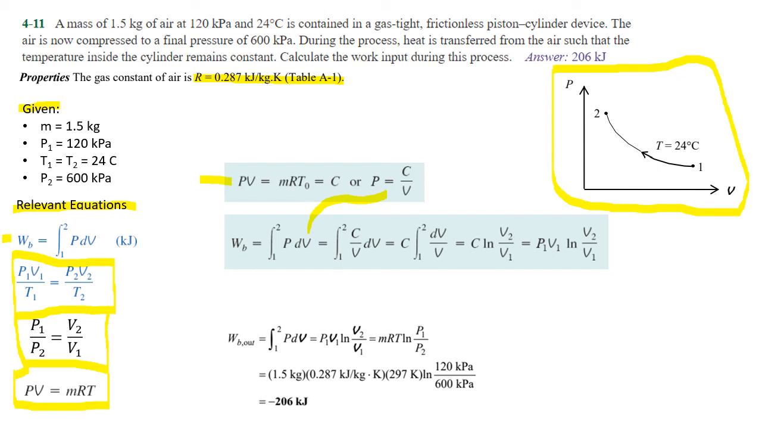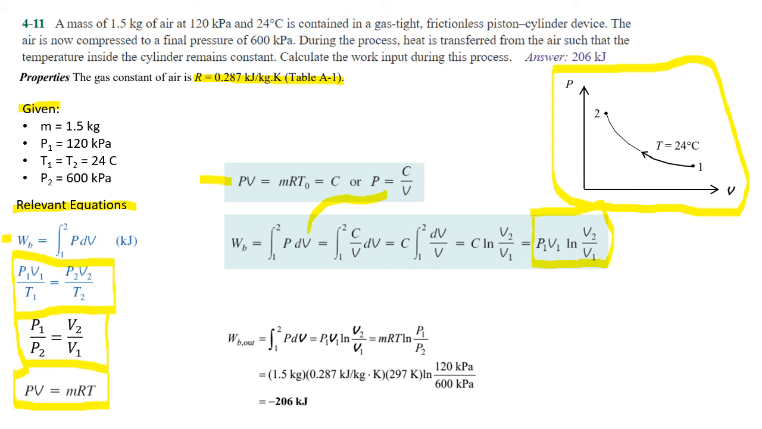Once we write that, we can substitute back what C is. It's either PV or it's mRT. In this case, we know the initial pressure and the volume, so we'll just use the PV. So here's one form of the equation we could use. But in order to use this, we would have to go back and find the initial volumes, which is not a problem since we have the ideal gas law.